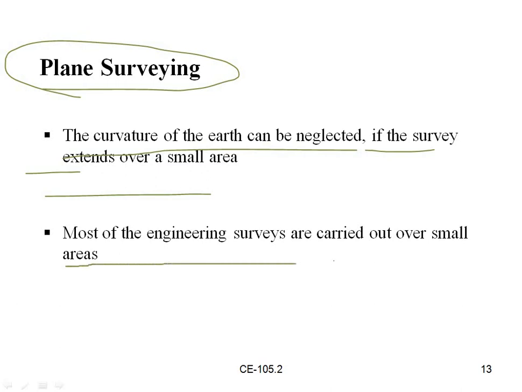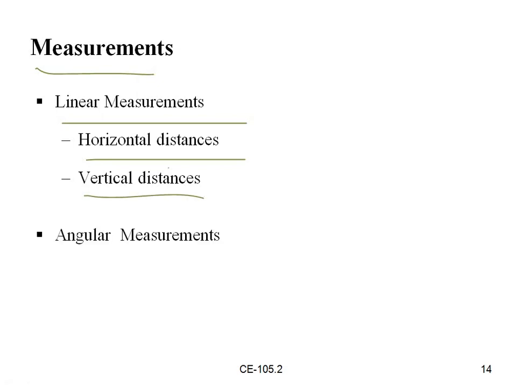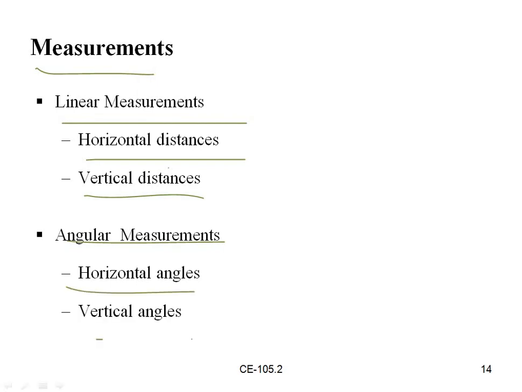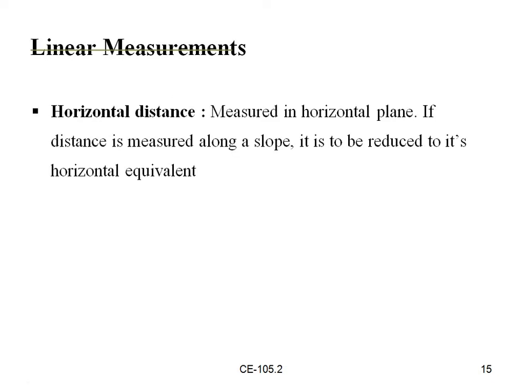Most of the engineering surveys are carried out over small areas. So measurements: linear measurements, which we will call horizontal distances and vertical distances, and angular measurements, horizontal angles and vertical angles. So these are all the measurements, linear and angular.